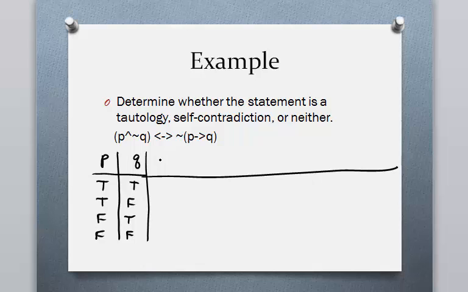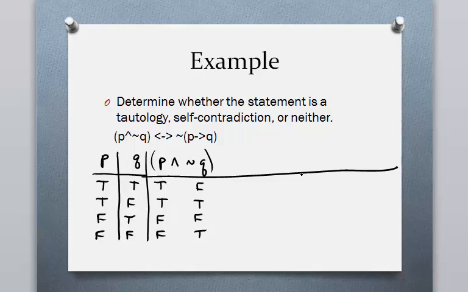So the first part asks me to do P and the negation of Q. So under the P, let's write down the P values: true, true, false, false. And under the negation of Q, let's write down the opposite of the Q values. So false, true, false, true. And let's do an and in between.